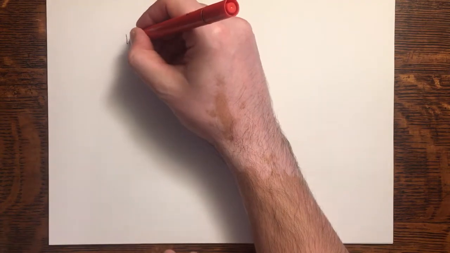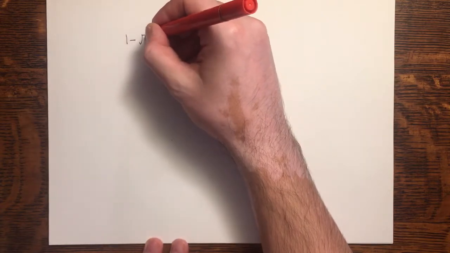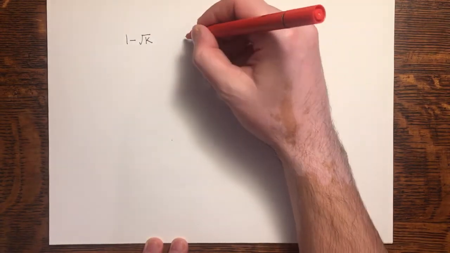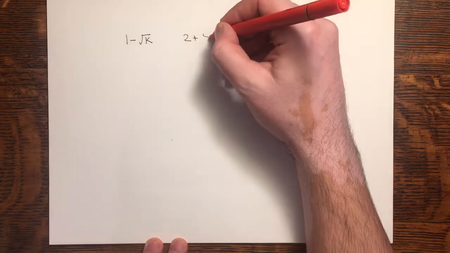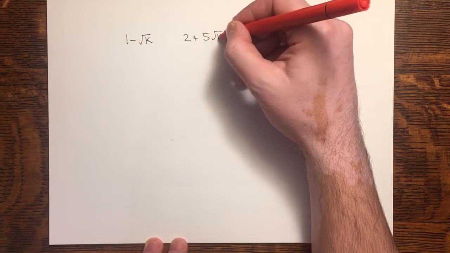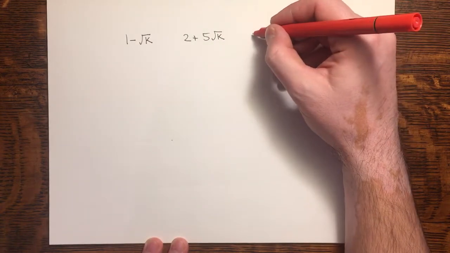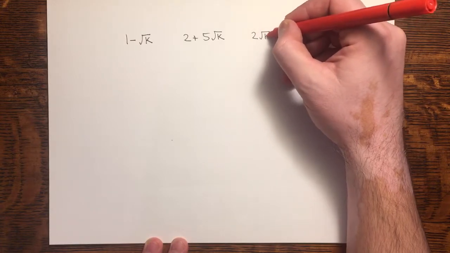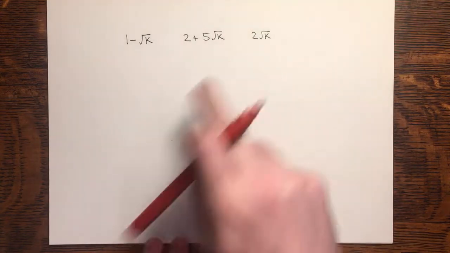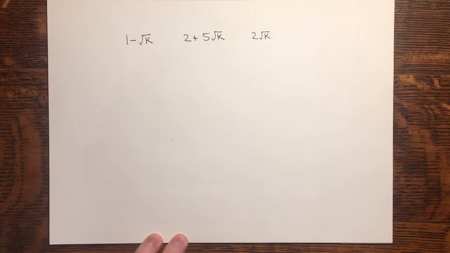In question 5, we continue our work with surds, but we're now introducing some problem-solving skills. We're given three numbers: 1 minus root k, 2 plus 5 root k, and 2 root k. These are our three numbers. Part A asks us to find the mean of these three numbers.